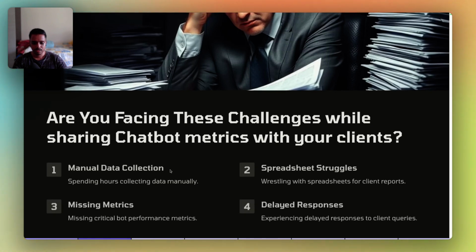So what are the challenges that are being faced currently by the agencies, right? The first one is the manual data collection. They spend hours and hours to collect data manually, because I think currently there's no streamlined way of putting things together at one place. Even though we have many platforms, still, specifically for Flowise, I see a gap where we do not have a product where we can just connect all chatbots at once, and then manage all of them at one place and easily share the details. So this is one problem that we have, and the second one is spreadsheet struggles.